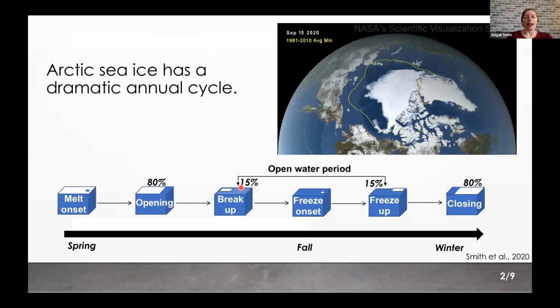So we have these sets of discrete dates that we can think about these seasonal transitions. And we also can use the time that elapses between them, including the open water period, which we typically think about as the time between breakup and freeze up, so using that 15% ice concentration threshold.